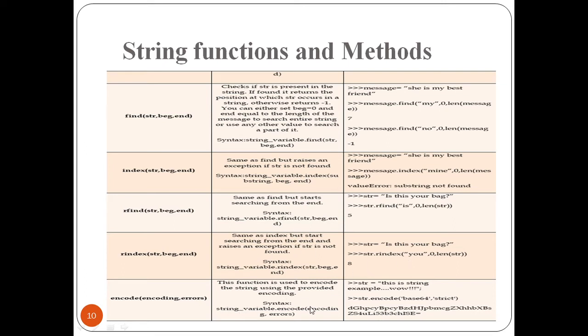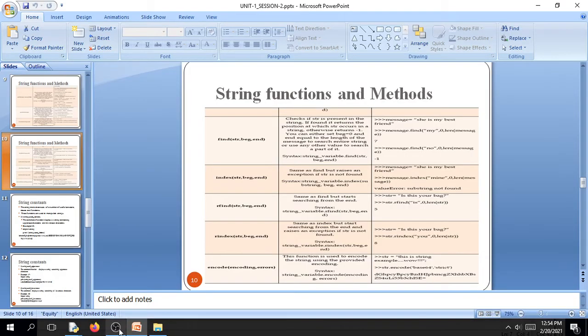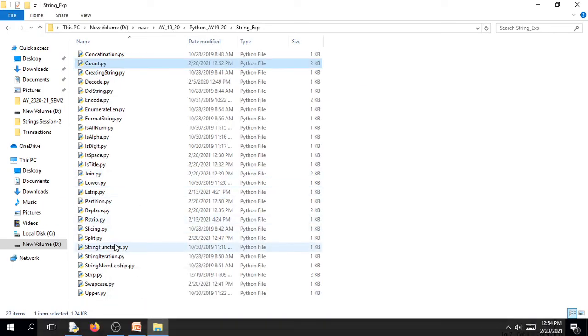The encode function is used to encode a string in the provided format. That format is called base64 format. Clear? So we'll see these examples, and it will encode some source string into some coding format, where not everyone can understand it. So we'll see all these examples: find, index, rfind, rindex, and encode. So first we'll go to find.